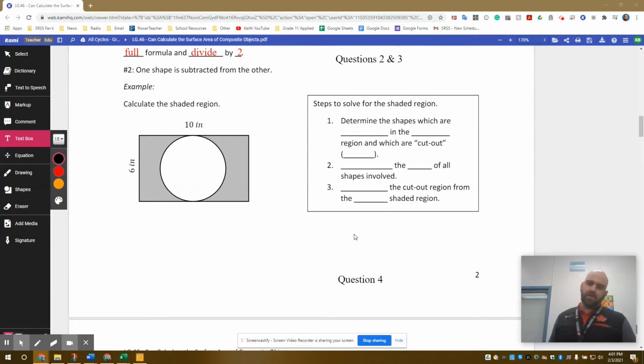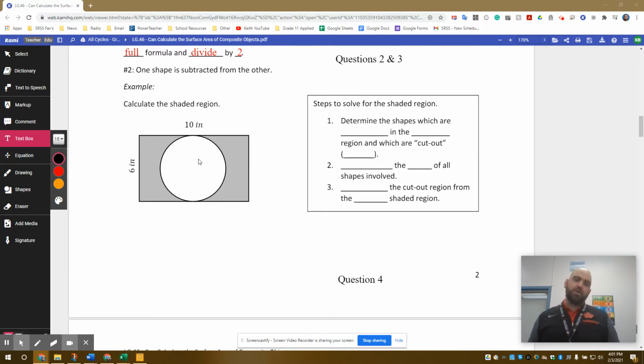The second type of composite shape that we could have is where one regular shape, or more than one regular shape, is subtracted from another regular shape. In these cases, we're often going to have a shape which has gray in it, okay? And then there's going to be a white circle, or not circle, white shape that has been cut out. In this case, it's a white circle. And usually we're going to be calculating for the shaded region, okay? Calculating for the shaded region.